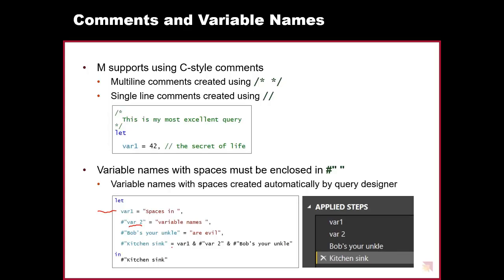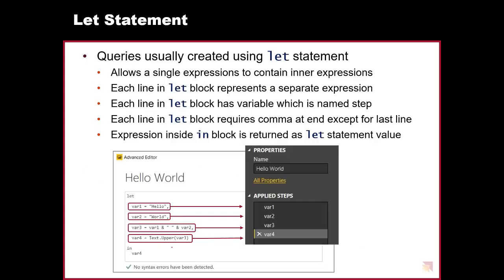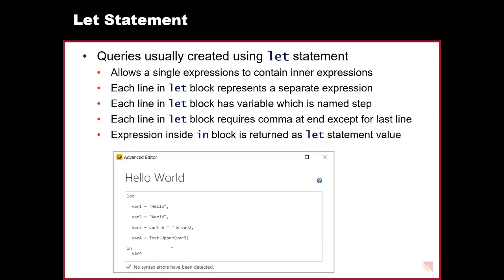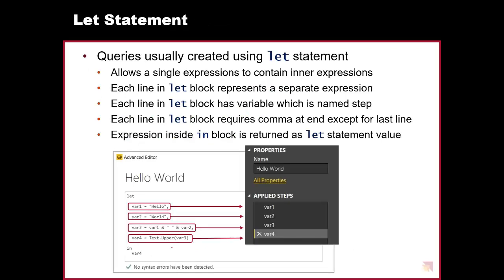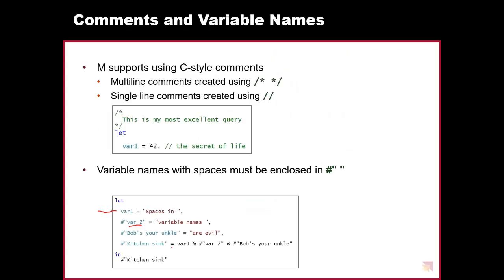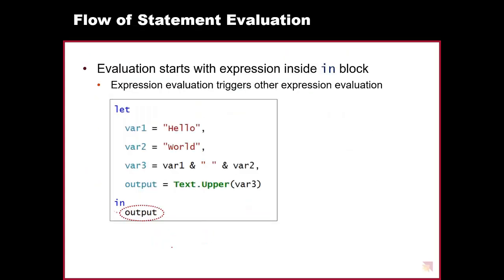So note that when you just work with the editor, it's creating applied steps that have spaces in them. It's making the names of the applied steps prettier, but it's making your M code a lot messier. If I go back and take a look at var1, var2, var3, the M code's really simple, but maybe the applied steps aren't as pretty. Making the applied step names prettier generally involves making the M code less readable. Another thing to think about is that a let statement is an expression that returns a single value.